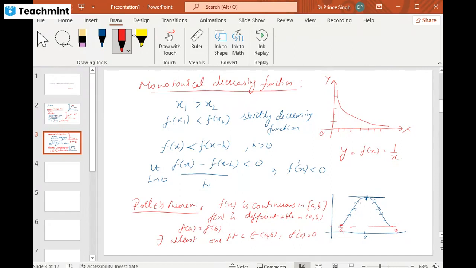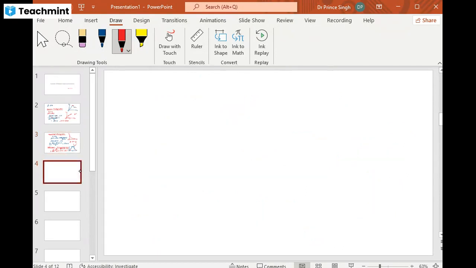Okay, so the curve may be like this, because at the endpoints the value of the function is the same, but at this point the tangent is parallel to the x-axis. So this is called the extreme point. This is the condition of the extreme point. So what is the condition of maxima?